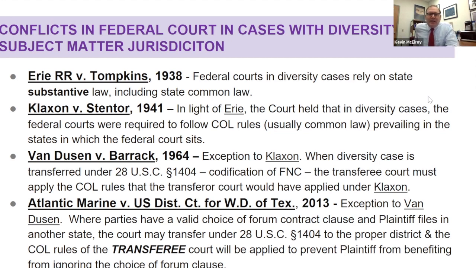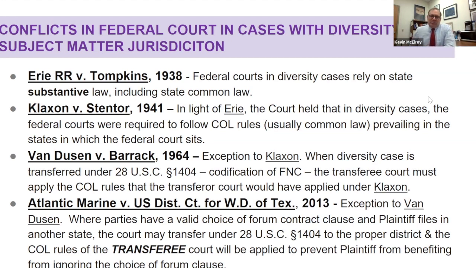The parties in Atlantic Marine had a forum selection clause that said any lawsuit will be filed in Virginia. And then plaintiffs went and filed in Texas. Well, the court transferred it under 1404 to federal court in Virginia because they couldn't transfer it to state court in Virginia. And the clause said Virginia, it didn't specify, so they could transfer either one, and there was diversity.